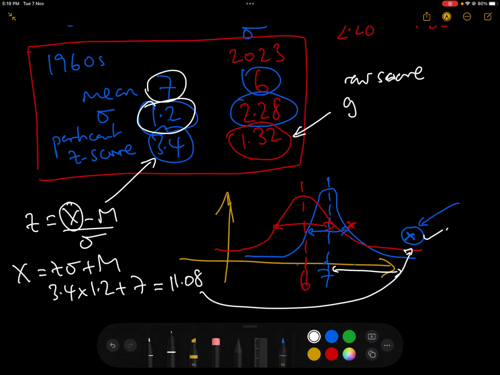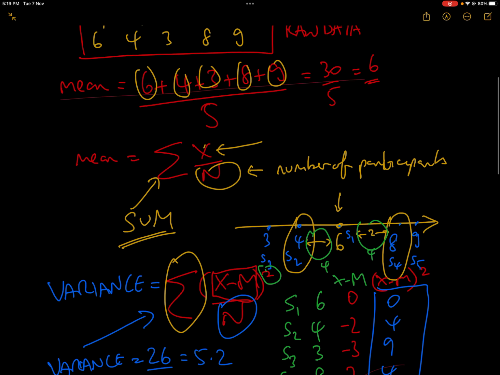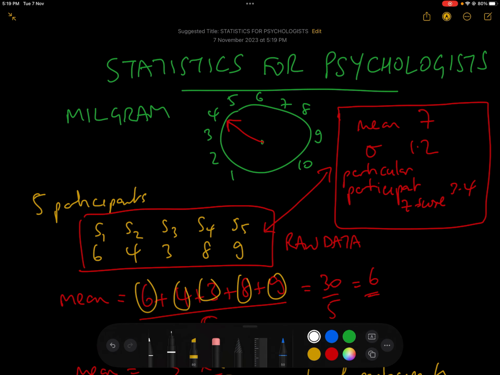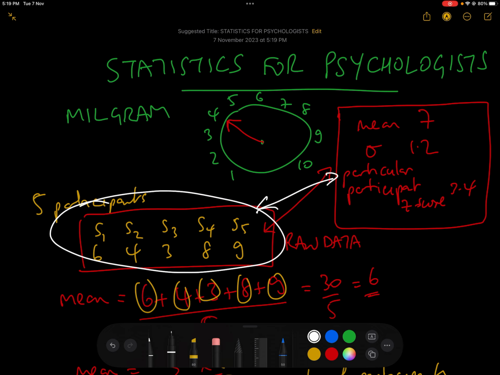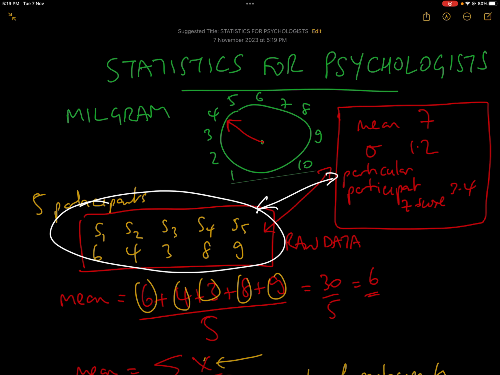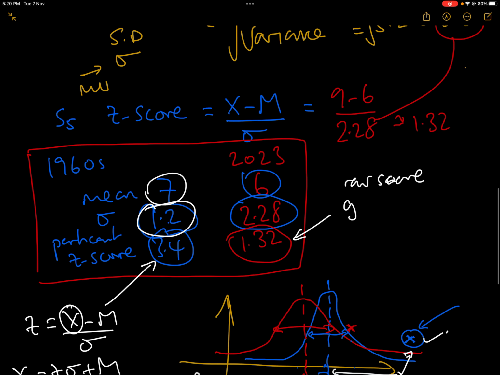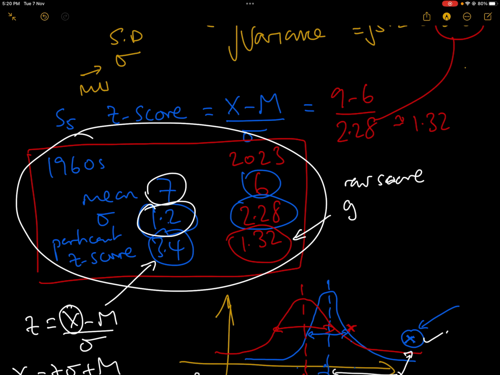So you can see that the whole point of using statistics in psychology is that we can compare experiment results. If we go all the way back to the raw scores that we had here, these raw scores don't tell us anything in comparison to the mean, the standard deviation and the z-score from the 1960s. But once we put the raw scores into mean, standard deviation and z-scores, we can directly compare them as we did here.